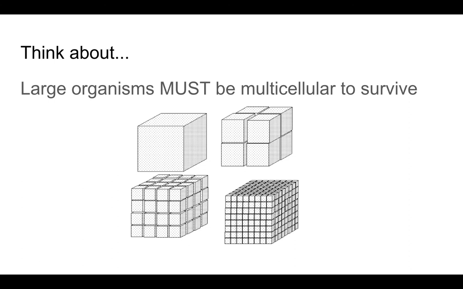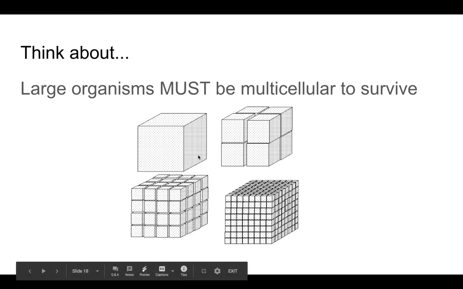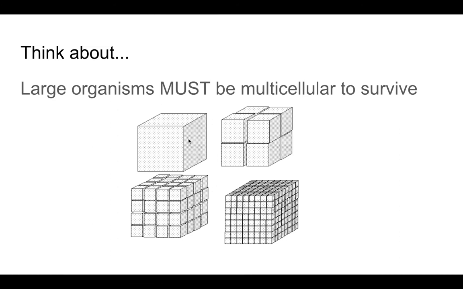So think about this. Large organisms must be multicellular to survive. So I know these are pictures of cubes, but think of these as the overall cube as an organism. So what if an organism of a particular size was made of one cell? Think of how long it would take to move molecules into and out of that one cell because of the size of the volume of the cell.